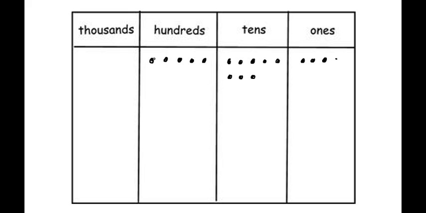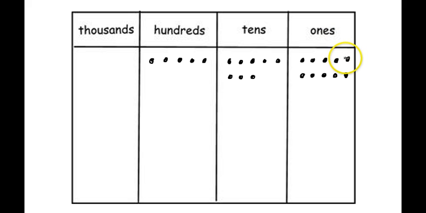583, 584, 585, 586, 587, 588, 589, 590. Now when I reach 590, I have 10 discs in my ones column.